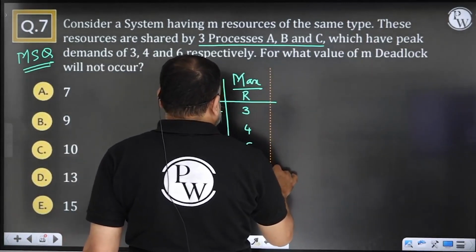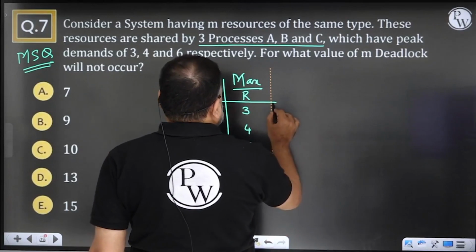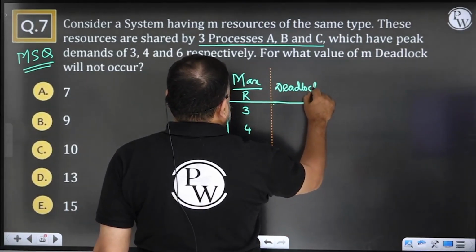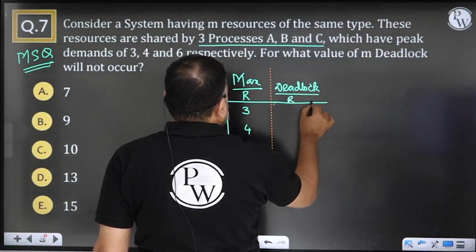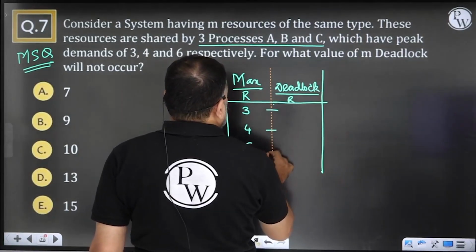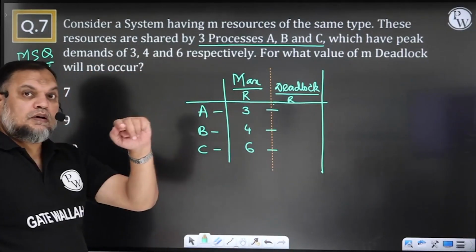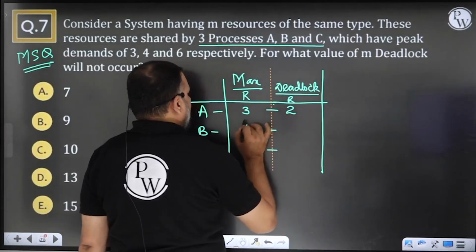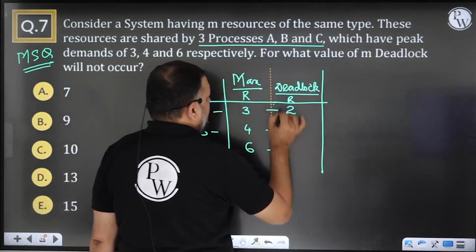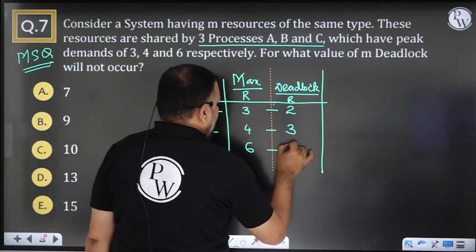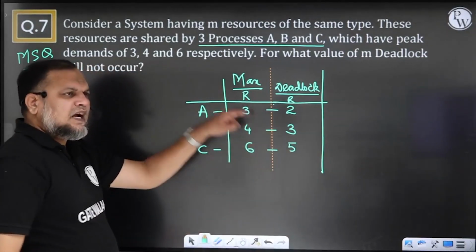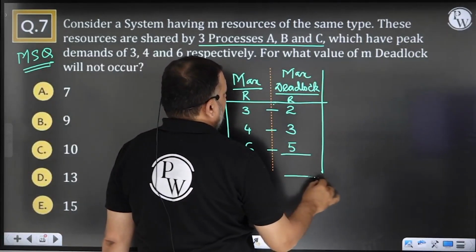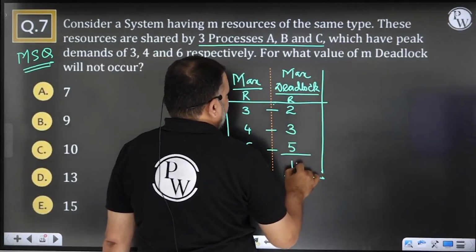So boys and girls, here I would like to tell you the condition for deadlock to happen. For deadlock to happen, everybody should get resources falling short by 1 against the maximum demand. That means this fellow wants 3, I have 2, deadlock will happen. This fellow wants 4, I have 3. This fellow wants 6, I have 5. This is the maximum condition for deadlock to happen. What is that count? 5 plus 3, 8, plus 2, 10.